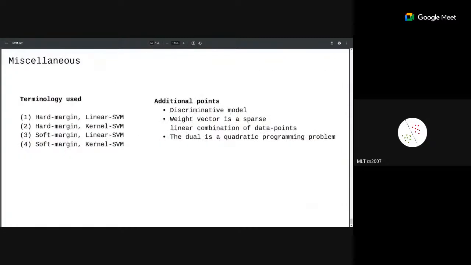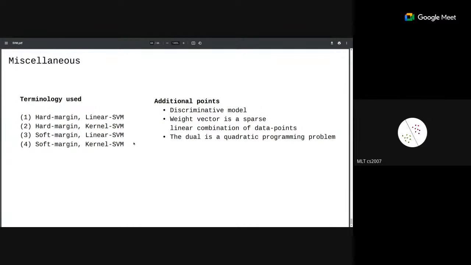This is the last slide. So this is some terminology we'll use both in exams and in general. So you have to know this. When we say SVM, we'll mention one of these four cases, right? The week 10 case is the hard margin linear SVM. And if you apply a kernel, we call it hard margin kernel SVM. And in week 11, we'll discuss soft margin linear SVM. If you apply a kernel, you will call it soft margin kernel SVM.